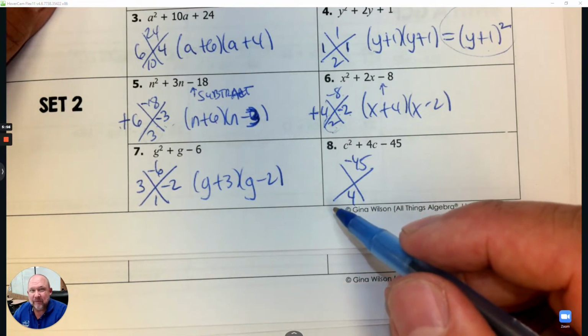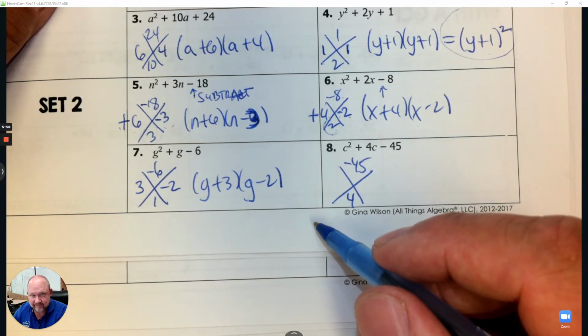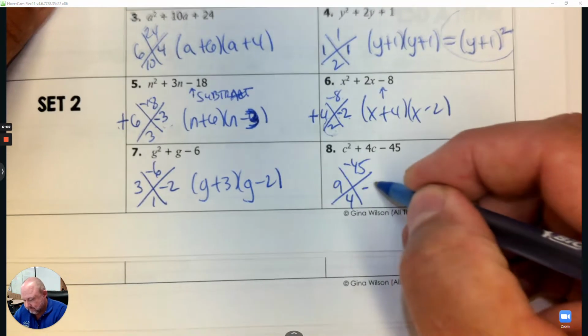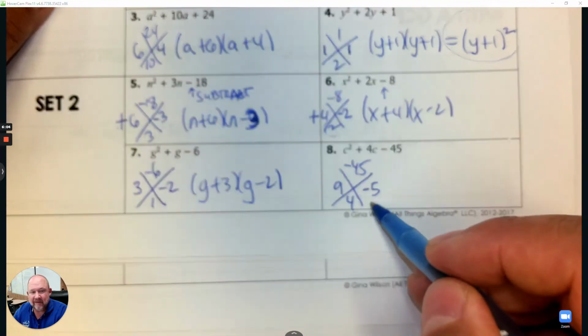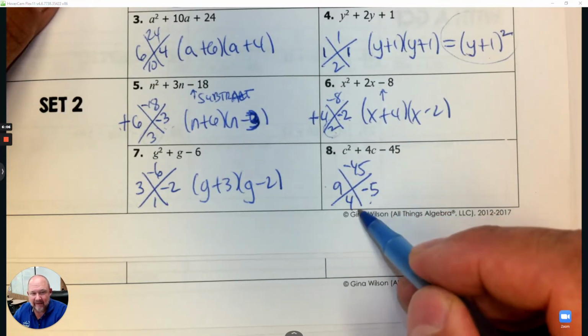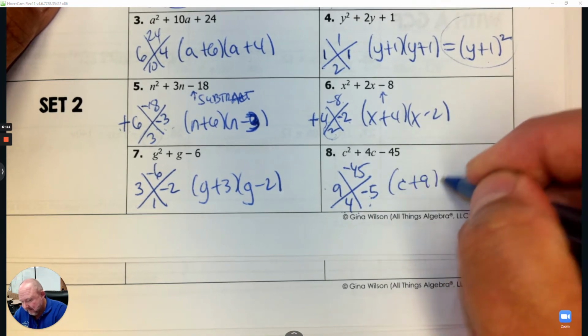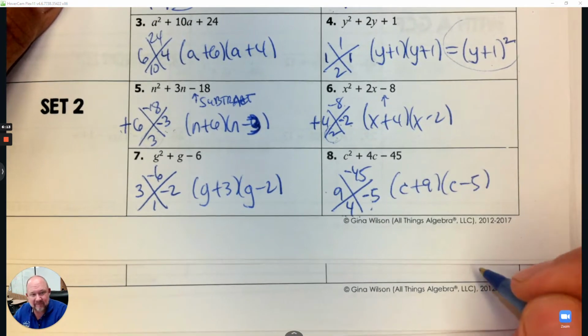45. What are two numbers that multiply to 45 and the same two numbers subtract to 4? So 9 times negative 5, and 9 take away 5 equals 4. It fits. C plus 9, C take away 5. Turn the page.